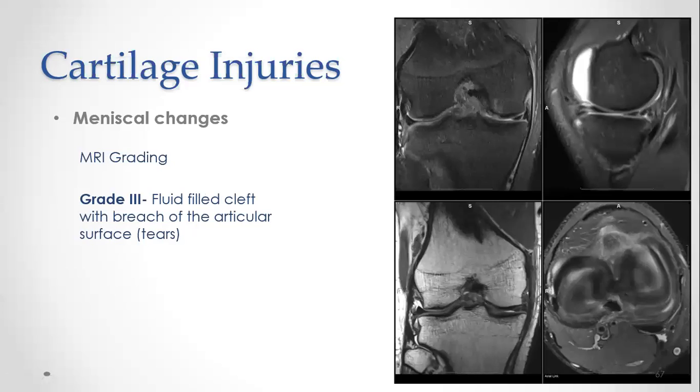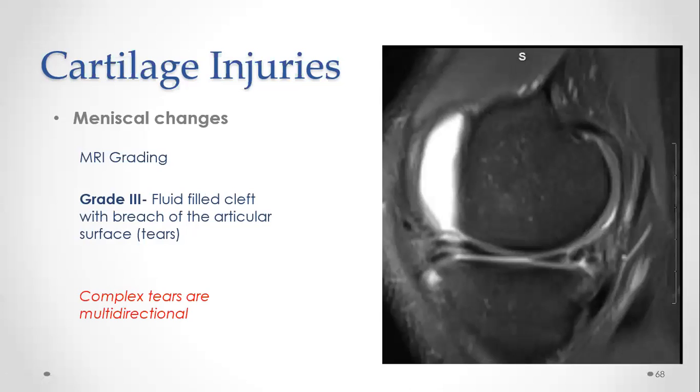Grade 3 meniscal change is, by definition, a meniscal tear, because there is a signal change, and that signal change breaches the articular surfaces. Complex meniscal tear is a multidirectional meniscal tear.